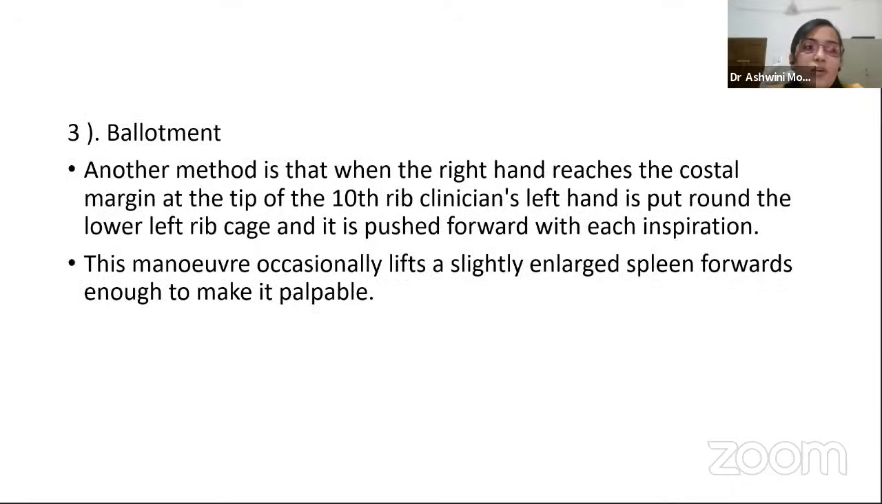Another, the third method, is ballottement. In this method, we keep the right hand at the costal margin, at the tip of the 10th rib. The clinician's left hand is put round over the left lower rib cage, and by this we push the spleen forward with each inspiration. So during inspiration, when it is coming downward and we are pushing it forward, it makes it easy to palpate the spleen by ballottement.